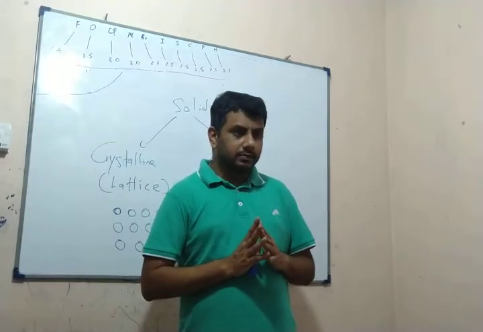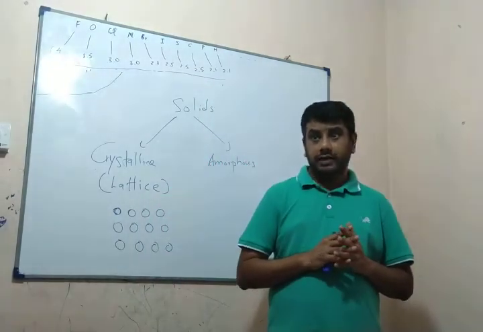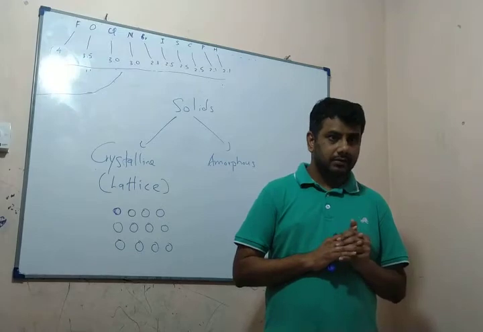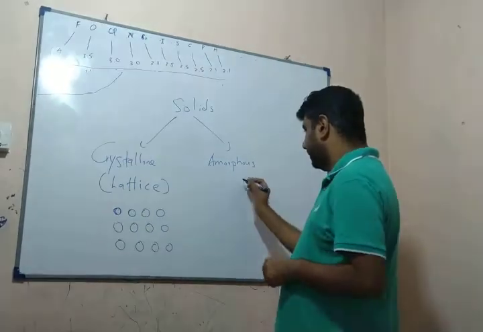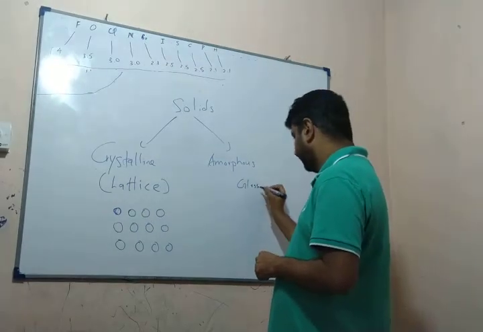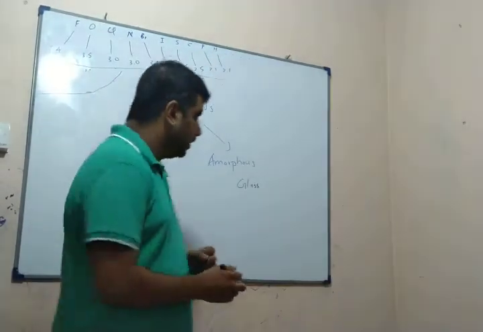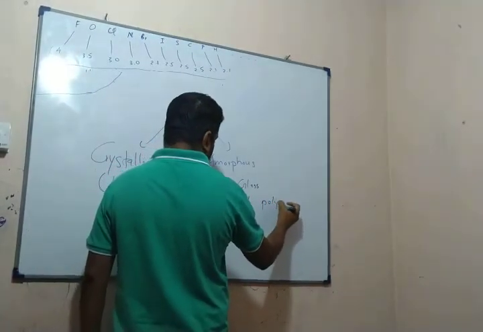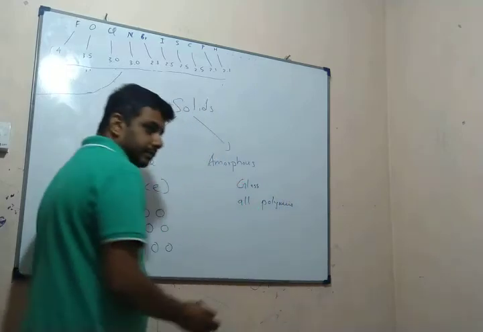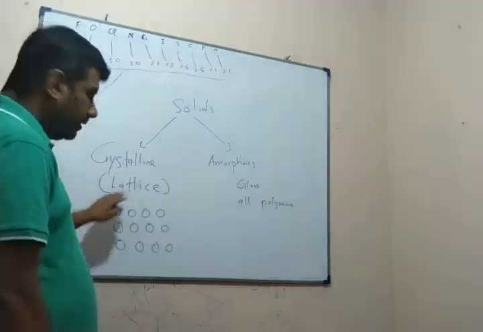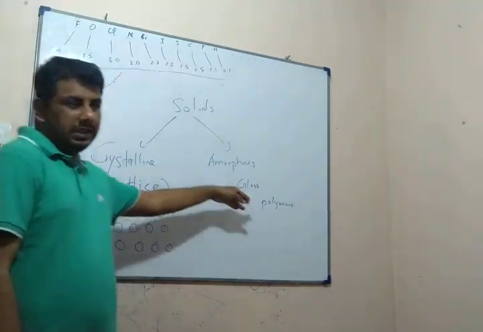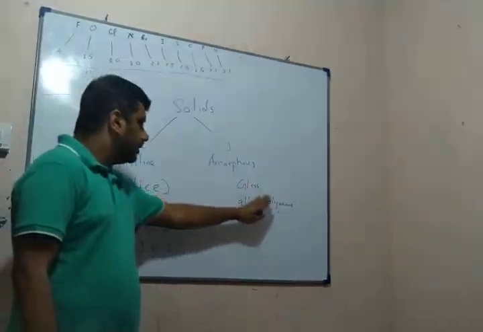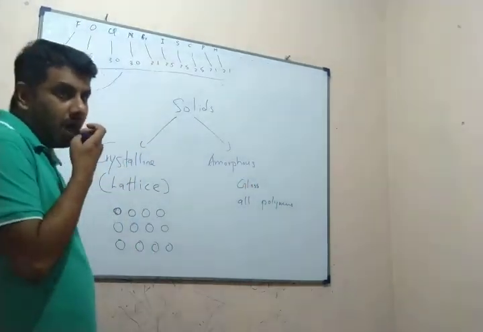We should additionally note glass. Glass is also an amorphous solid, and all polymers. This is the important thing. It's better to know that, that's all. Glass and all polymers.